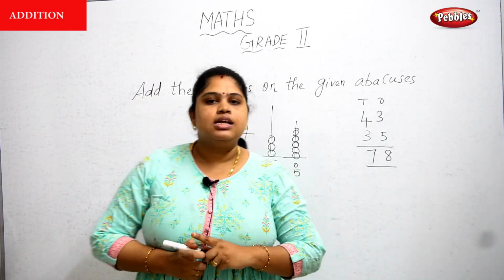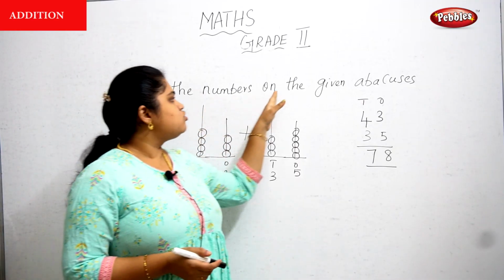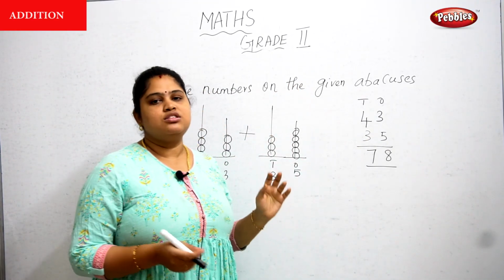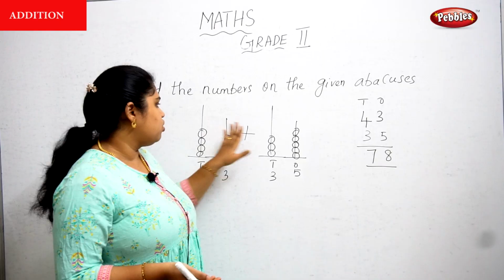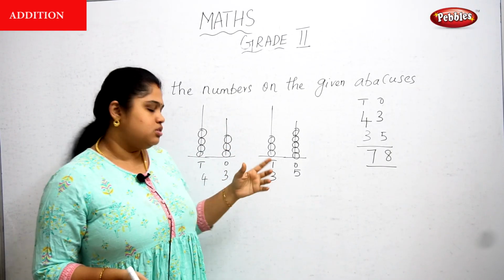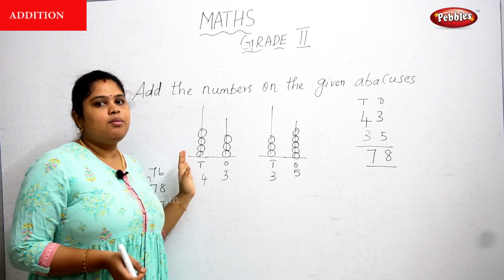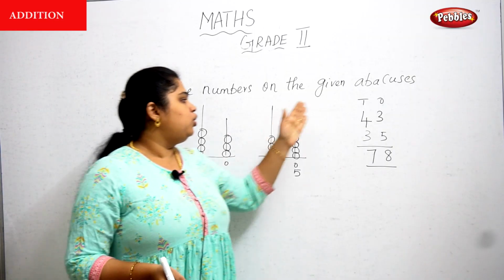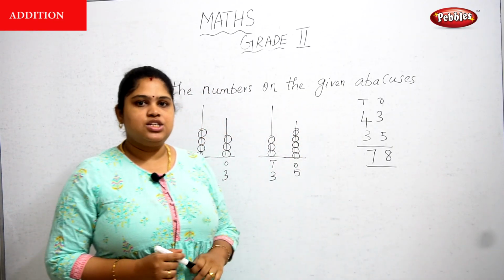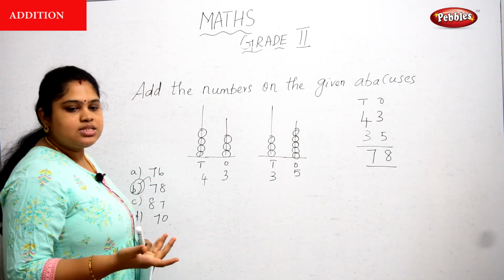Okay, children. Let's explain one more time. Add the numbers on the given abacus. So the given abacus was this. They don't give a plus sign, so don't get confused. This is what we have to find: the number of beads in the ones column and the tens column, and we put them together and perform the addition. Okay. So this is a very simple one.